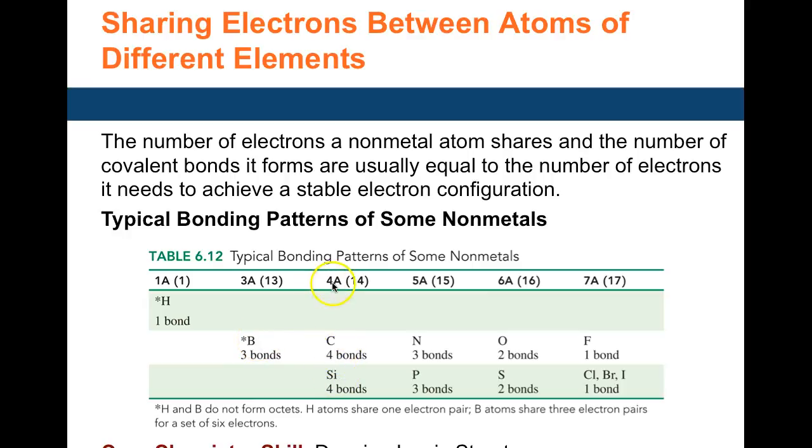Carbon and silicon are in group 4, so they have 4 dots, 4 bonding electrons, so they are able to form 4 bonds. Again, how do you determine the number of bonds formed? 8 minus the group number. 8 minus 4, so 4 bonds. 8 minus 5, so 3 bonds. 8 minus 6, 2 bonds. 8 minus 7, 1 bond.